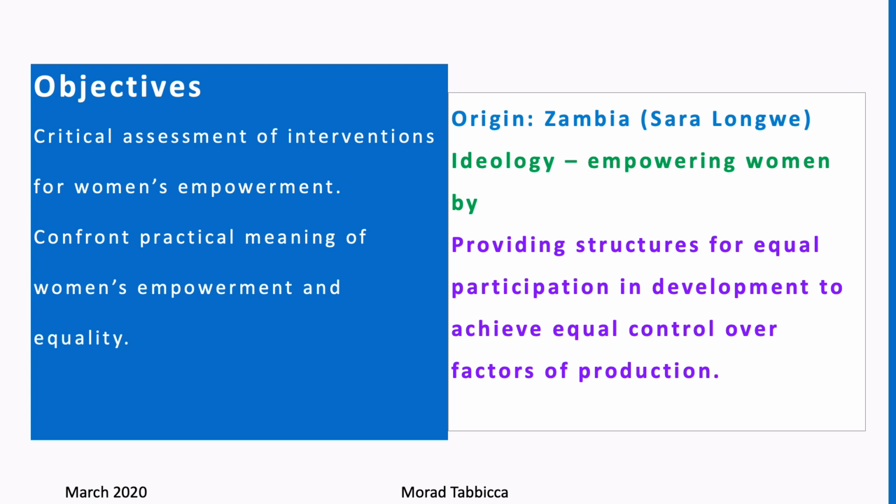Now, this framework was developed in Zambia by the Zambian Sara Longwe, and the whole ideology behind this framework is women's empowerment. Sara Longwe believed that once we allow women and men to have equal participation in the development of the country, and we give them equal access and control over the factors of production, then women will finally be able to empower themselves.